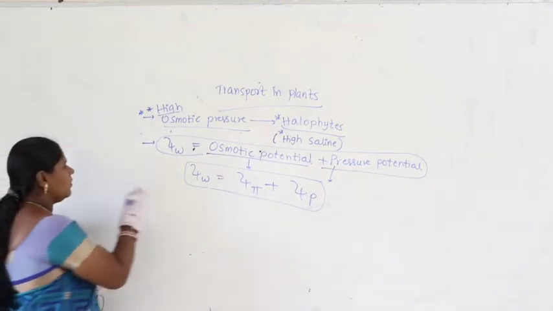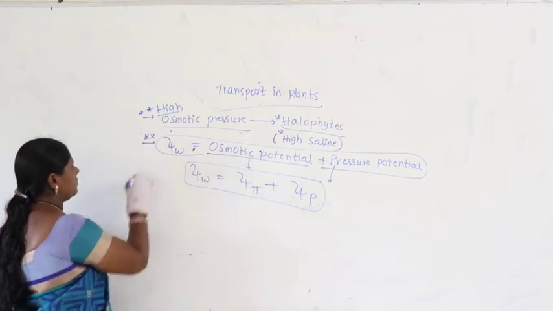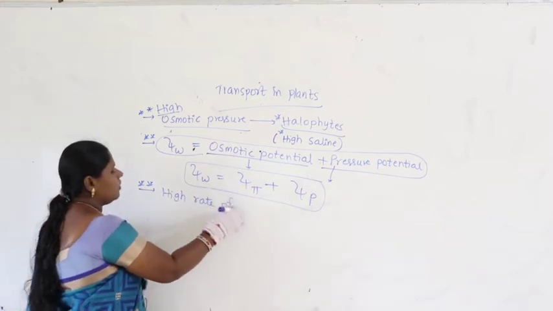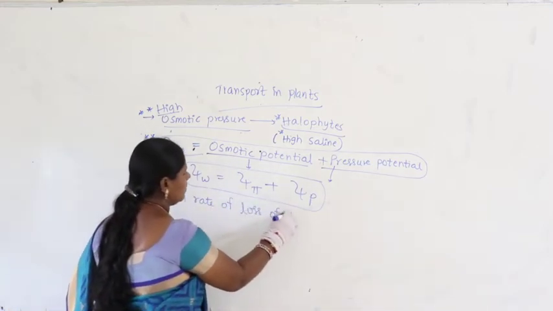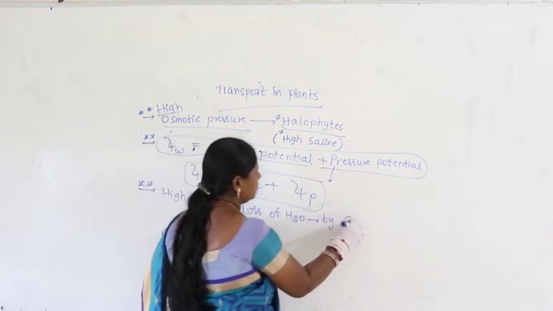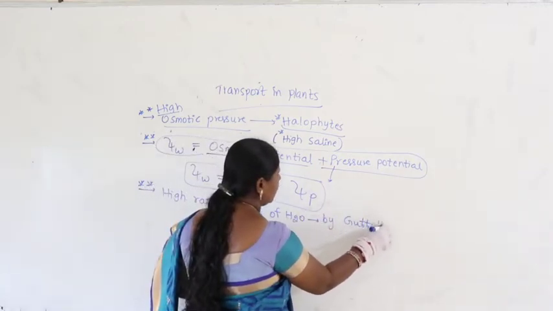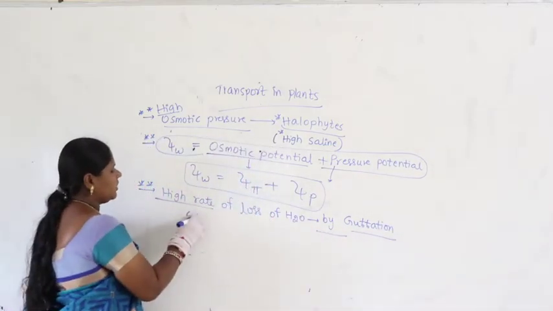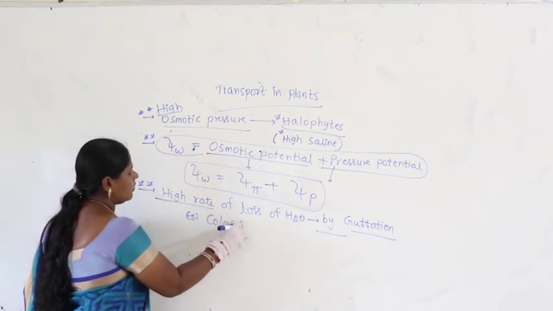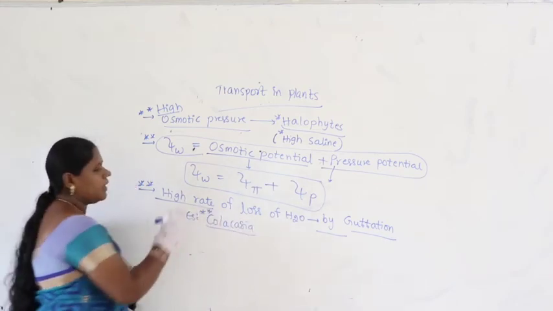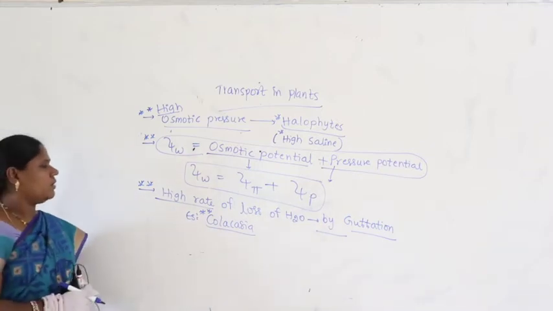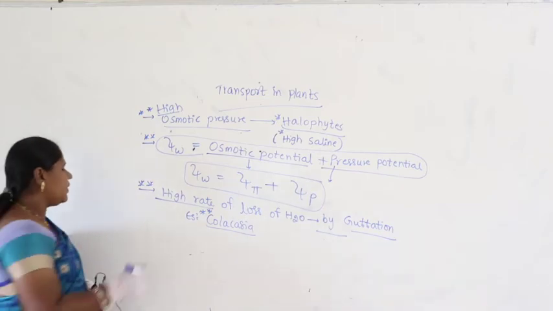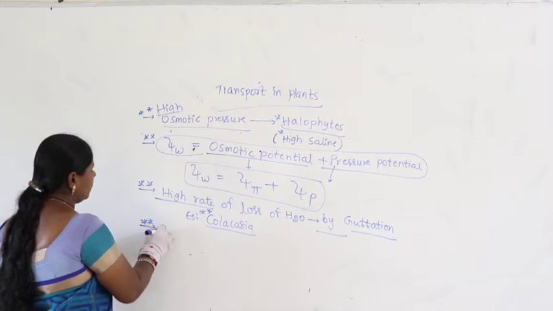Right. Now let us talk about the high rate of loss of water by guttation. If you take a high rate of loss of water by guttation, the best example is Colocasia. Why? Because Colocasia is a herbaceous plant, right.